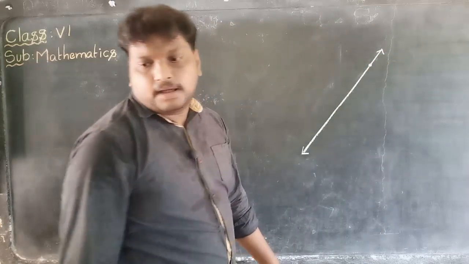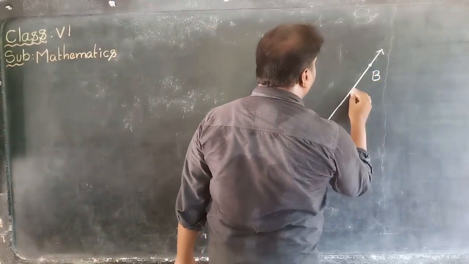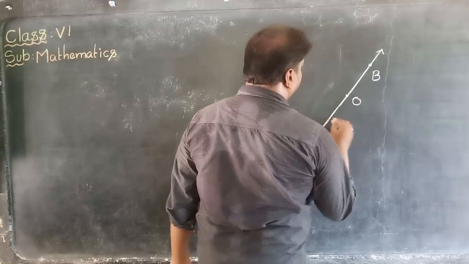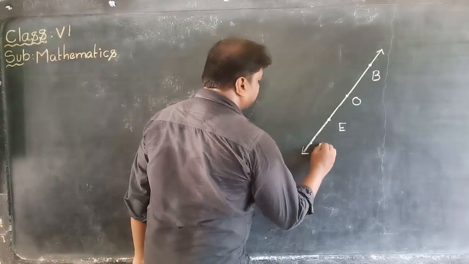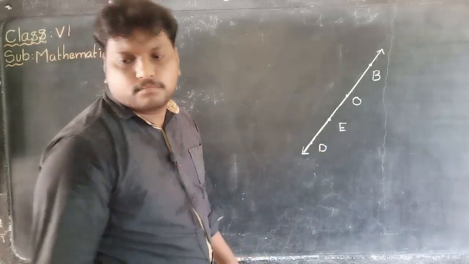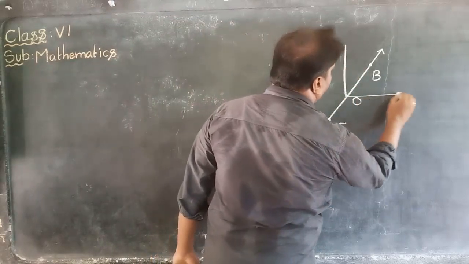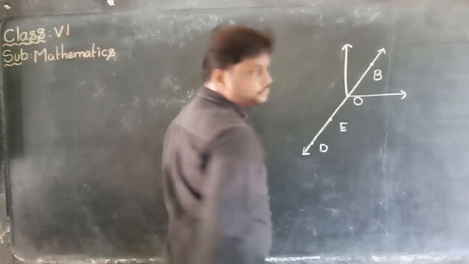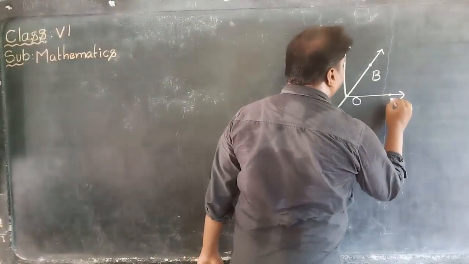This is a line. On the line we have B, O, E, D, four points. Next, this is a C.